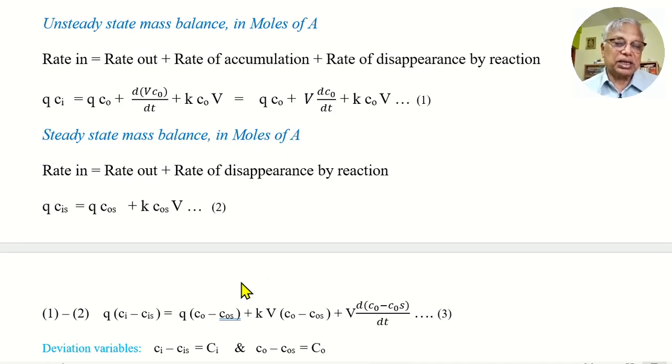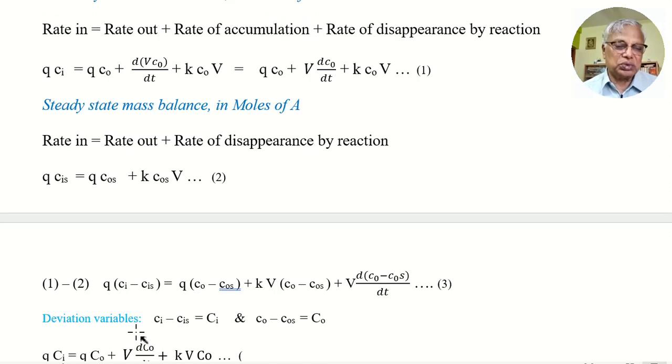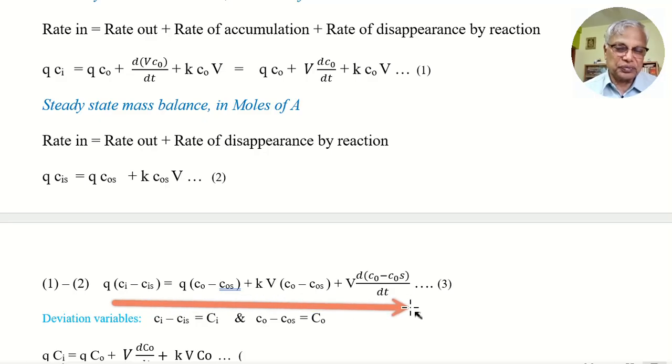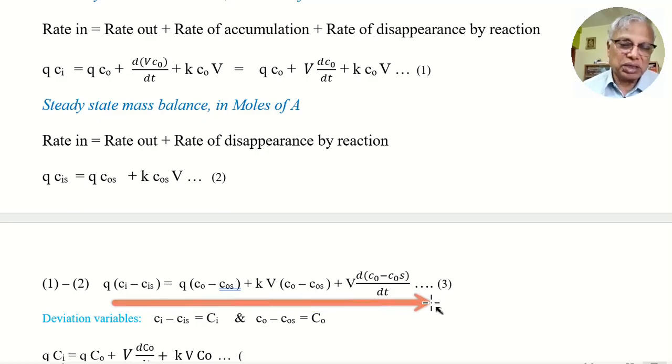Now let us subtract these two equations, steady state and unsteady state. Equation 1 minus equation 2 is going to yield this equation.